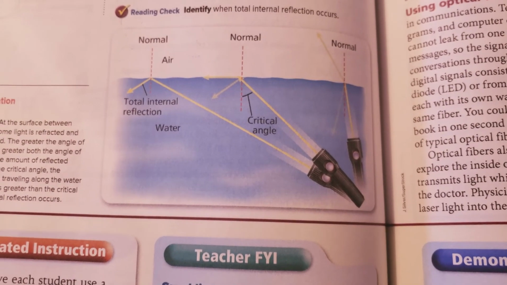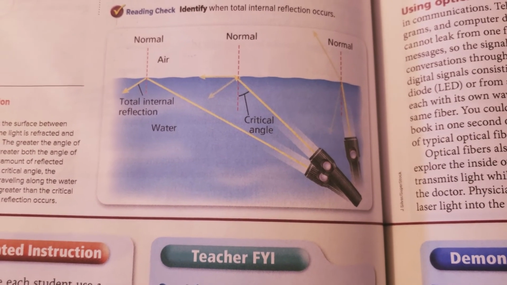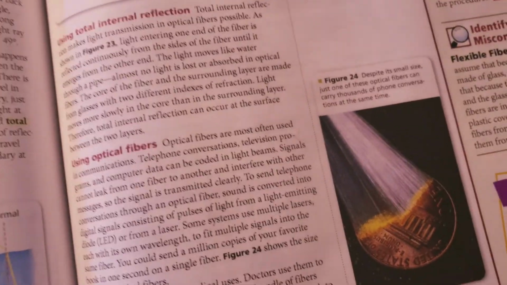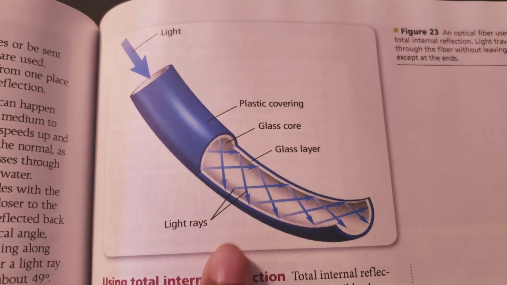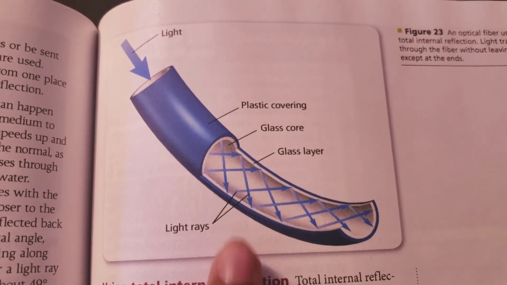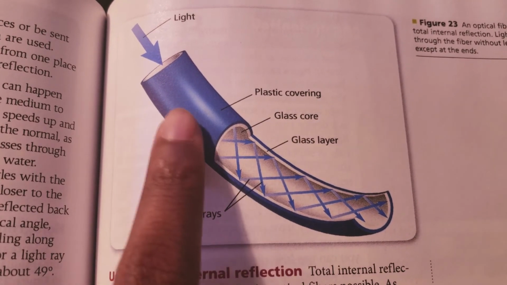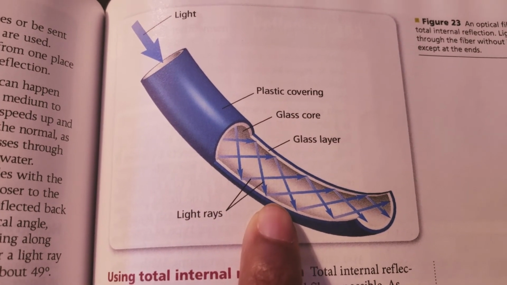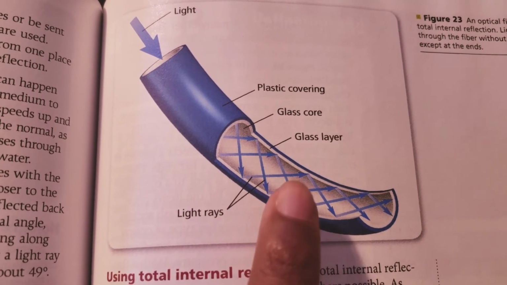Now, for total internal reflection, we can relate that to optical fiber. So inside of an optical fiber, I'm going to show you a picture over here. It's on the next page, on page 387, right here. This is an optical fiber. So you can see that on the outside you have plastic for protection, and then on the inside you have a glass layer and something called a glass core.